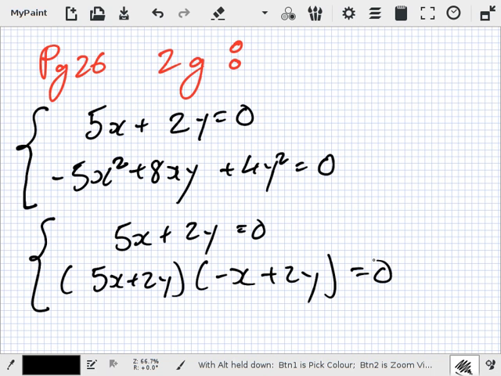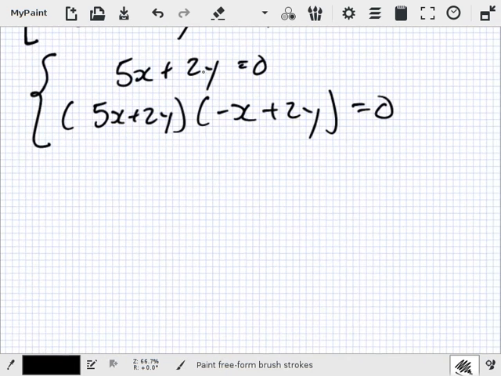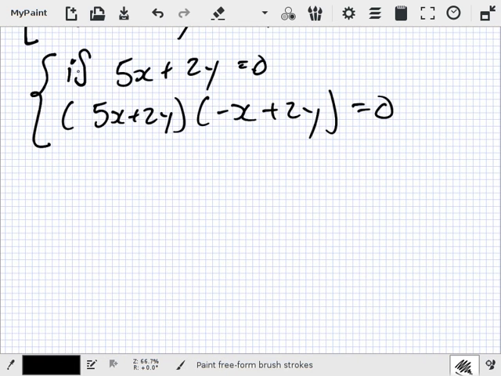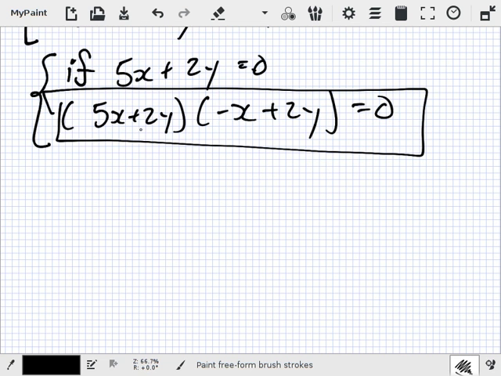Why is the second equation useless? Because if we were to simplify, it's just 5x plus 2y. You basically only have one equation. Because if this is supposed to be 0, then this is automatically 0 anyways, because you're multiplying by 5x plus 2y. So it's useless. It tells you nothing you didn't already know. Anything that solves the first equation automatically solves the second equation.